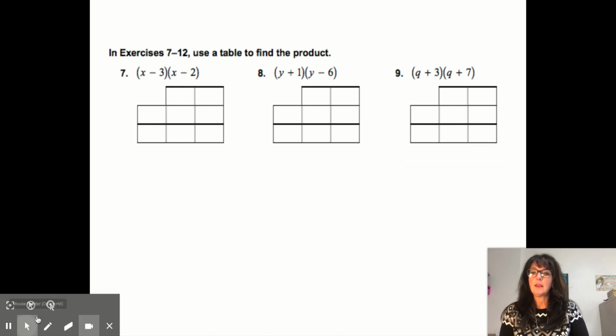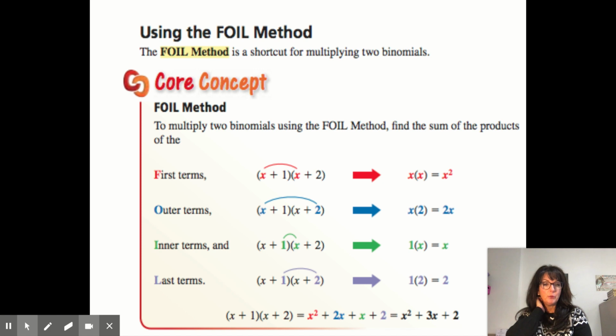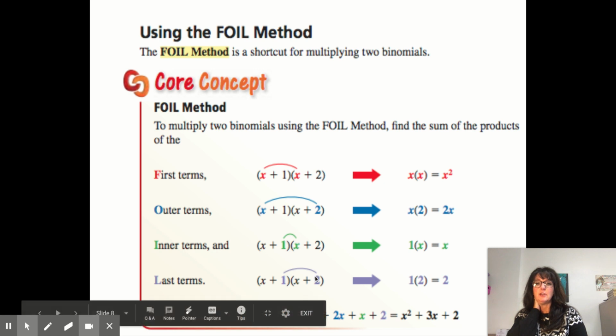Okay. And next up, FOIL. So this is just kind of an acronym to help you remember all the different parts. It's really like doing the distributive property, right? Because we have to take the first term and multiply it by the first term in the second binomial. Then you take the first term and multiply it by the last term, or these are known as the outer terms. So you can multiply your first terms together, then your outer terms, then your inner terms, and then your last terms, just to help you remember.